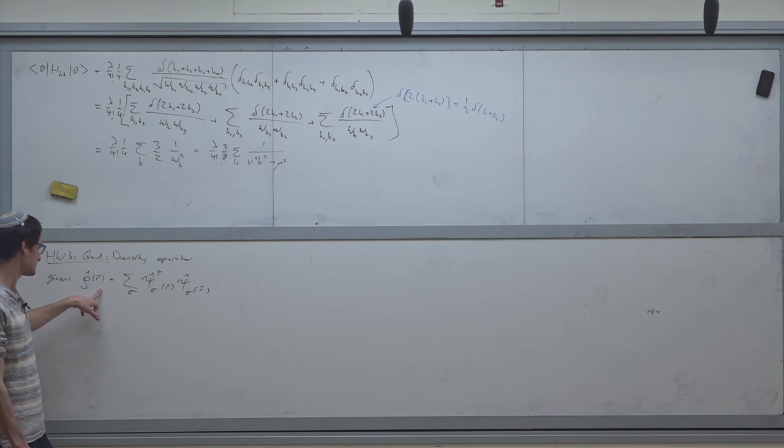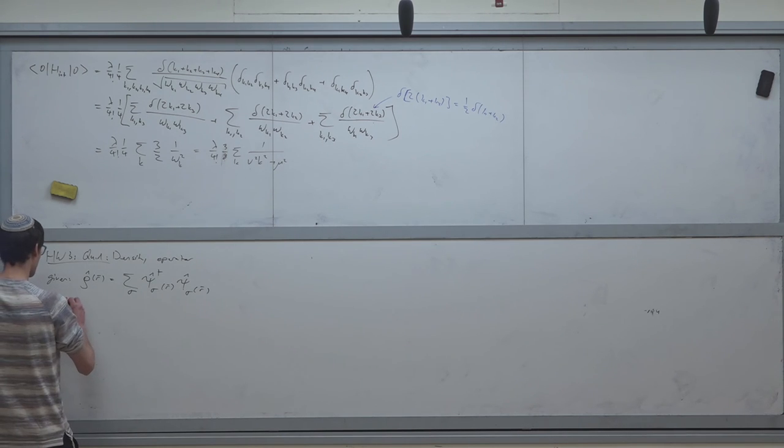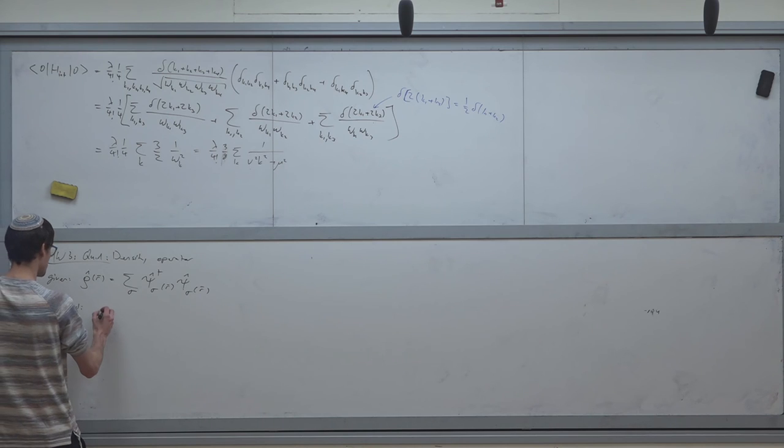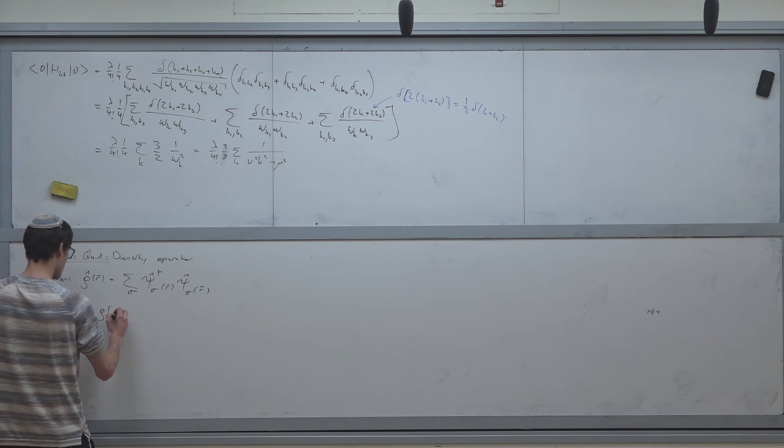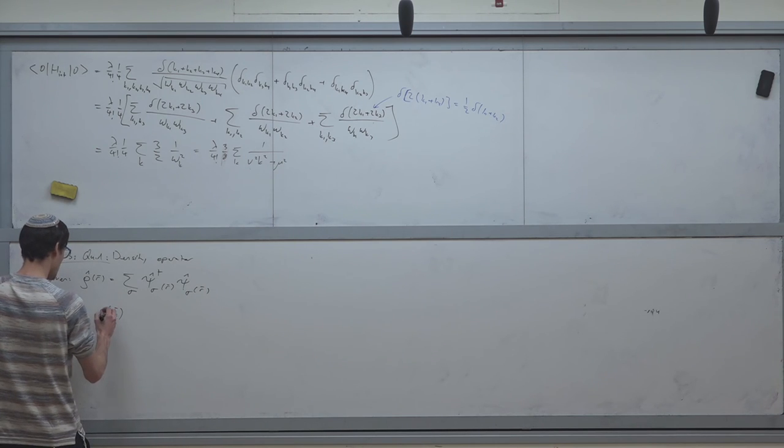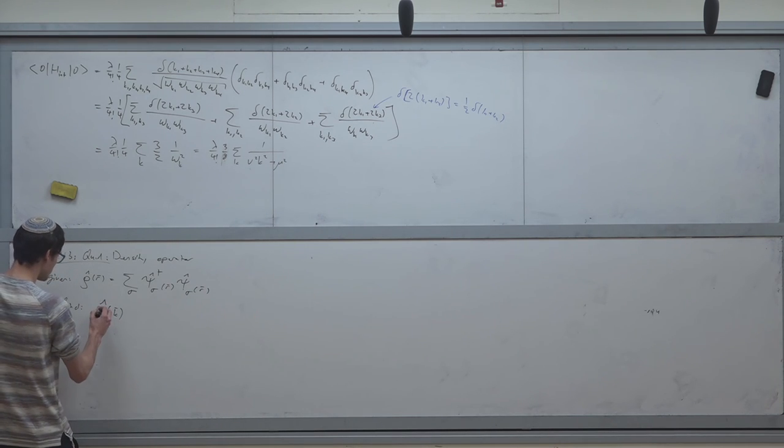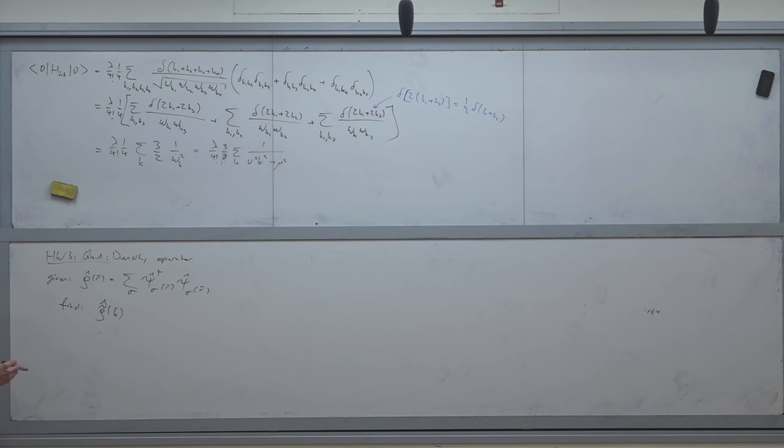And you are asked to find the representation of this operator in k space, so rho of k, which is an operator, and if you want, you can even put here a little squiggly line to illustrate that it's the Fourier transform.